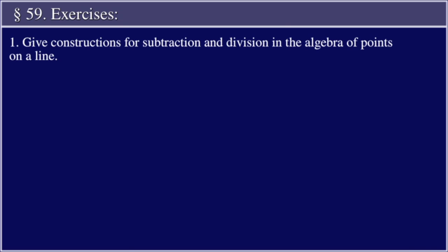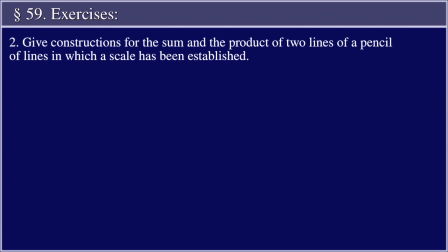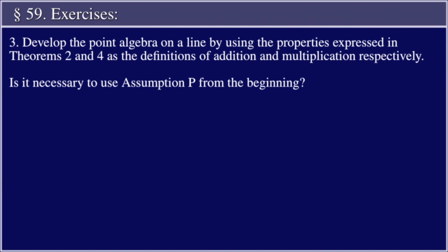Exercises. 1. Give constructions for subtraction and division in the algebra of points on a line. 2. Give constructions for the sum and the product of two lines of a pencil of lines in which a scale has been established. 3. Develop the point algebra on a line by using the properties expressed in Theorems 2 and 4 as the definitions of addition and multiplication respectively. Is it necessary to use assumption P from the beginning?